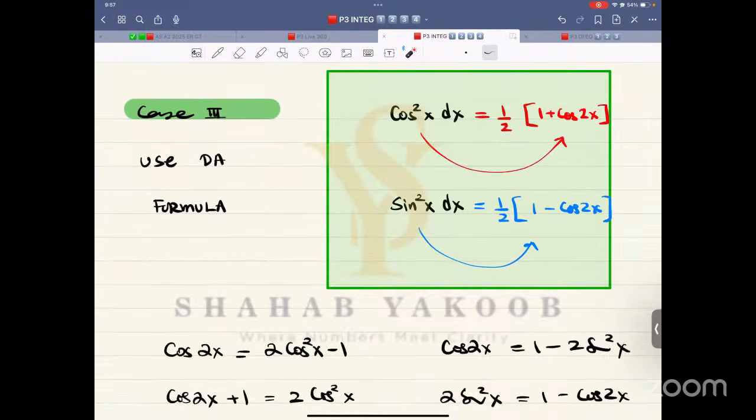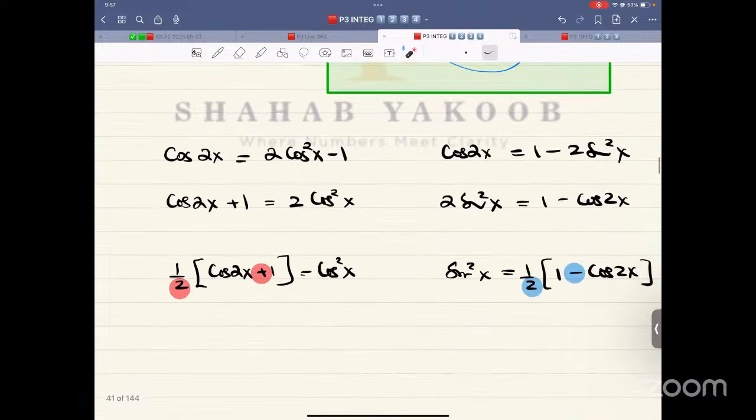Case number 3, using the double angle formula. Cos square x is half bracket 1 plus cos 2x. That's the process, and it's also a revision of the double angle. Cos 2x is 2 cos square x minus 1, make cos square x the subject. Let me write this properly. And over here, cos 2x is 1 minus 2 sine square x, make sine square x the subject. That is what you get.